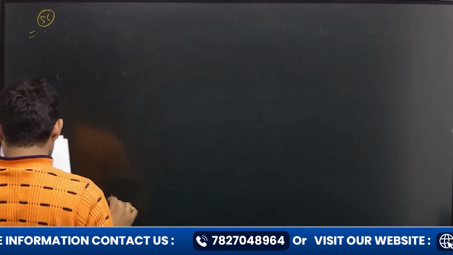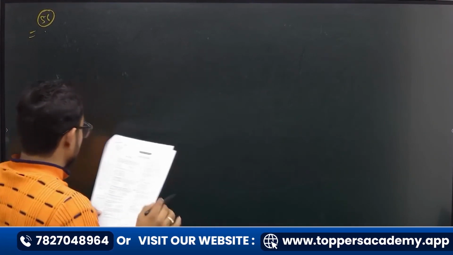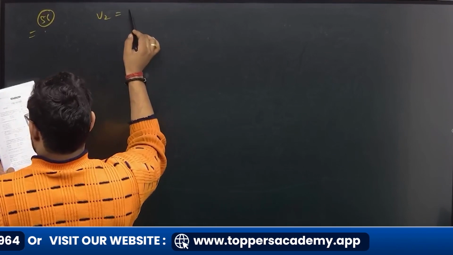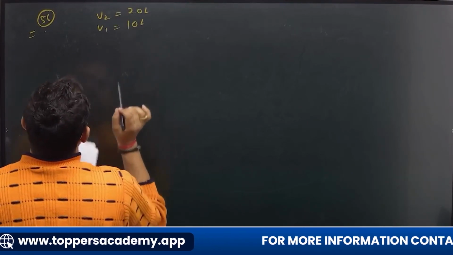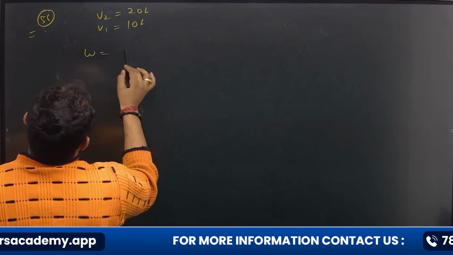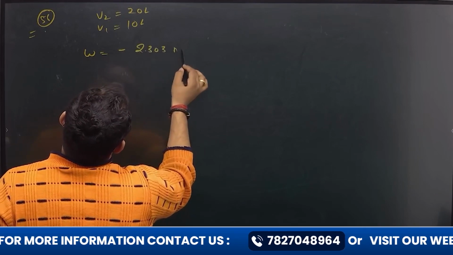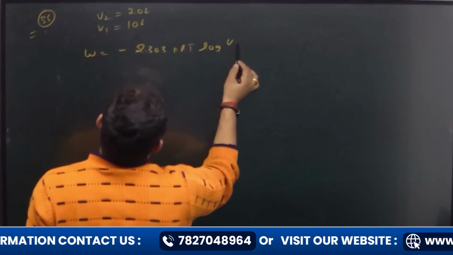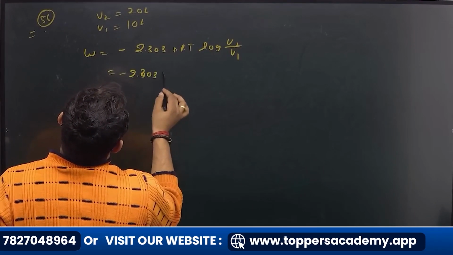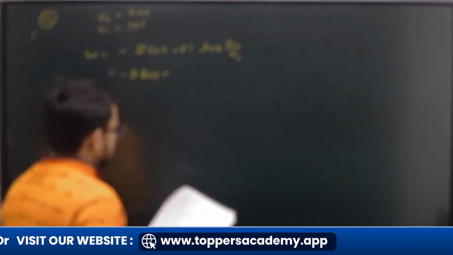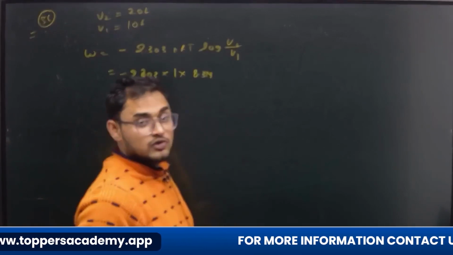The work done in reversible expansion of 1 mole of an ideal gas from volume V1 of 10 liter to V2 of 20 liter, right? So work done is equal to minus 2.303 nRT log V2 upon V1. N is the number of moles, which is 1 mole. R is 8.314 joule. It will be in joule.